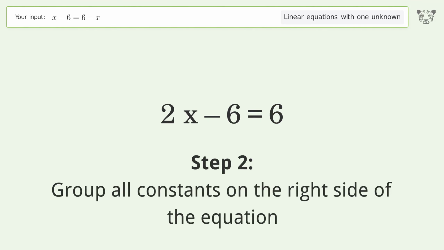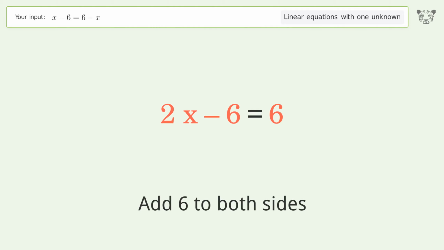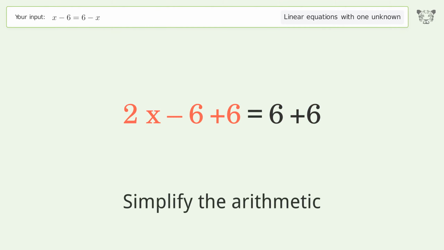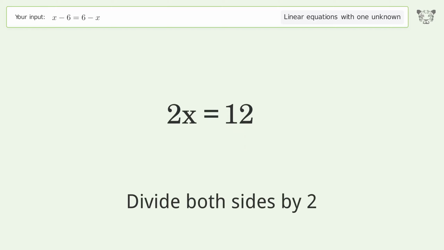Group all constants on the right side of the equation. Add 6 to both sides. Simplify the arithmetic. Isolate the x. Divide both sides by 2.